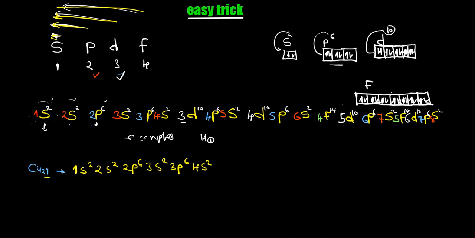Adding these up, 2 plus 2, 4 plus 6, 10 plus 2, 12 plus 6, 18, 19, 20. So I need to remove these 2 there. What should I do then? I know they are supposed to be 29, right? Like this. So we have 2 plus 2, 4, 4 plus 6.